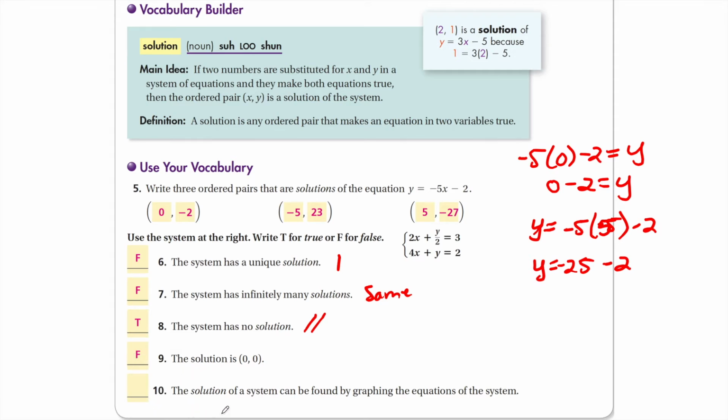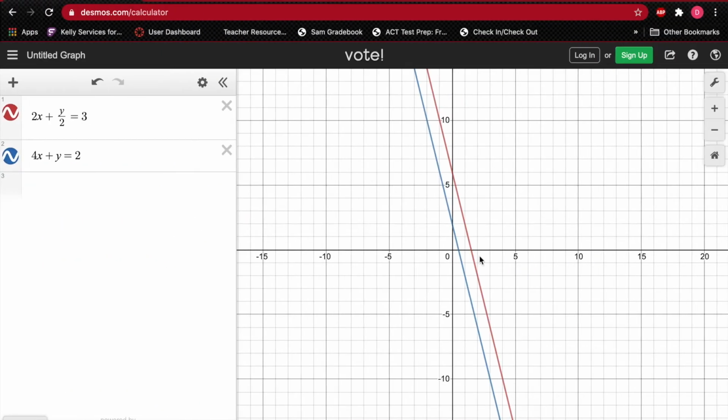And last but not least, the solution of a system can be found by graphing the equations of the system. And I mean, yeah, that is absolutely true. Paying attention to what the graph looks like, we can decide whether or not it has a solution. In order for this to have a solution, we would have to just basically change it up and give it a different slope than the previous equation.